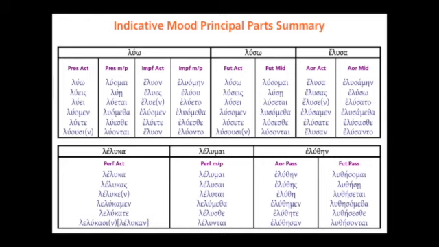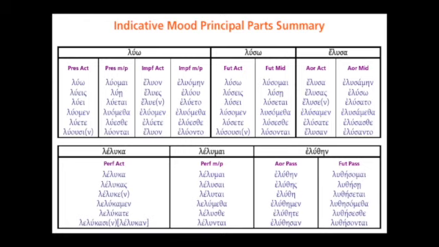And so our first principal part is luo, and based on the first principal part, we get our present active and our present middle passive, which are paradigms that you've already learned, but also the imperfect active and the imperfect middle passive are based off this first principal part. Our second principal part is our future active and our future middle, which you've learned already. The third principal part is our aorist active and our aorist middle, which we'll learn later.